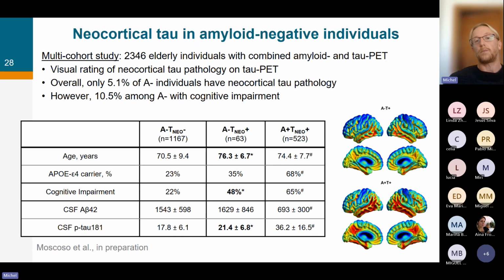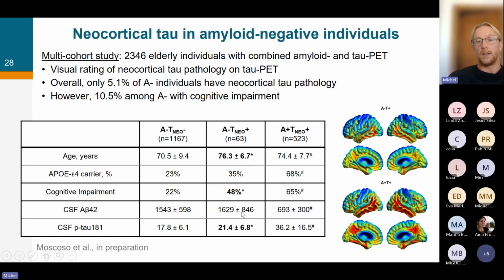So 10% is definitely not a negligible proportion of patients. And when we look at their characteristics, we see they fulfill the characteristics we would expect for advanced age. This is significantly higher age. They do not, in contrast to these A plus T plus AD cases, they were not significantly enriched for the APOE4 risk allele, but they showed a similar degree of cognitive impairment, of proportion of patients with cognitive impairment compared to the A plus T plus cases. So, or at least a much higher proportion compared to the negative cases.